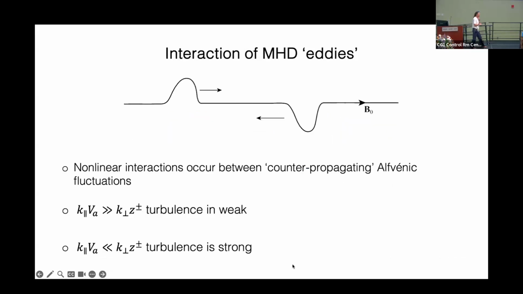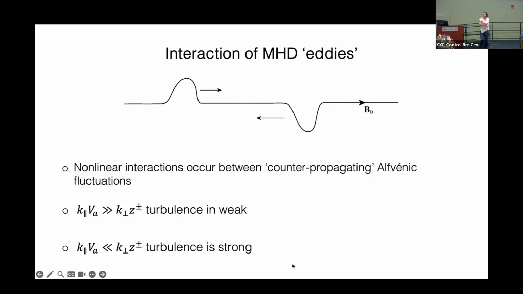Depending on which is shorter, or which term here is bigger, it determines a specific regime of turbulence. Turbulence is said to be weak when the linear propagation term dominates over the nonlinear advection time. What that means is that the Alfven time associated, lambda over VA, is shorter than the nonlinear advection time. The opposite limit defines the strong turbulence regime.